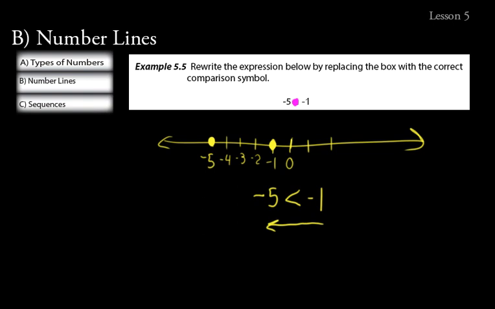Notice that it kind of looks like a mouth, right? So this side is the open mouth, and that always points towards the larger number. So we see that there. But normally we read these left to right. So we say -5 is less than -1.